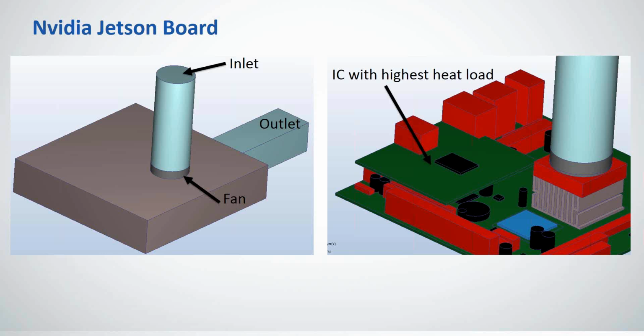So basically, air comes in the top. It hits one of the top chips, the highest heat load chips, and exhausts over on the right side there. Hiding the aluminum box, I basically pointed to the chip that I really care about.